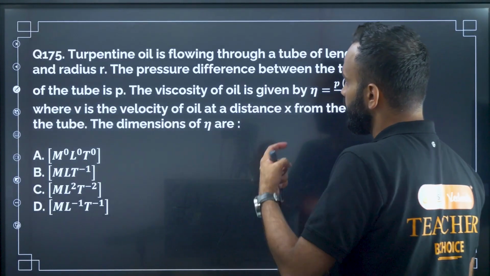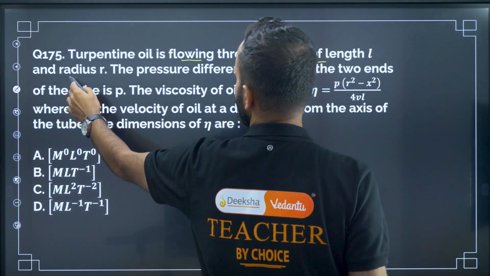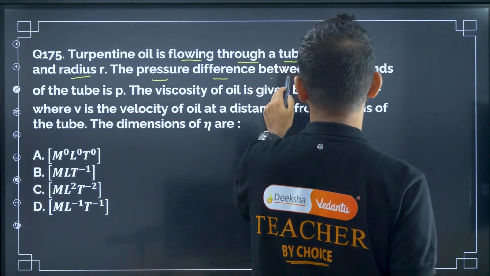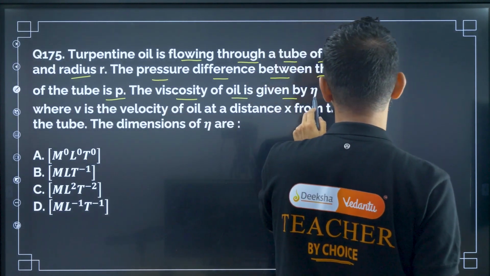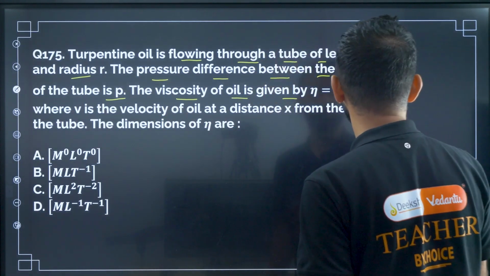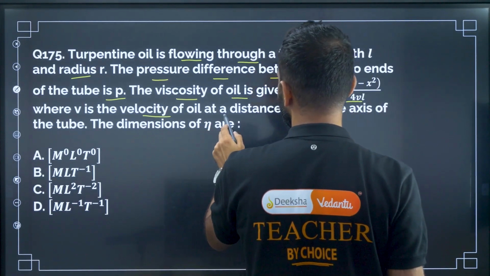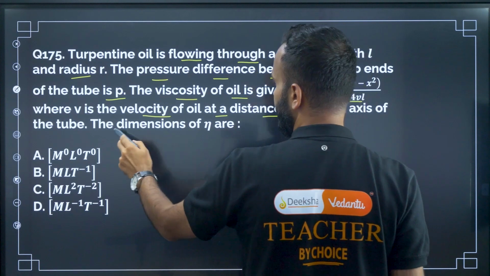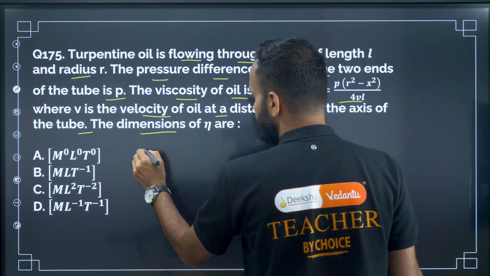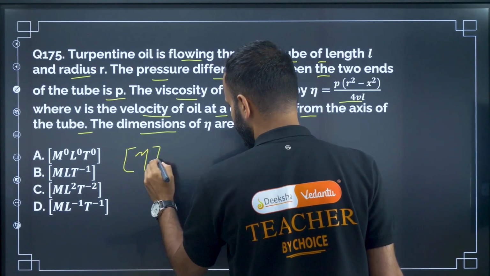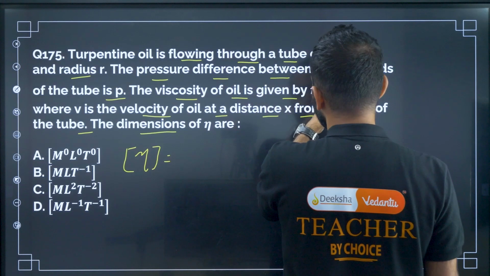175. Turpentine oil is flowing through a tube of length L and radius R. The pressure difference between the two ends of the tube is P. The viscosity of the oil is given by eta is equal to P into R square minus X square divided by 4VL, where V is the velocity of the oil at a distance x from the axis of the tube. The dimensions of eta are. Okay, so we need to find the dimension formula of eta. That is coefficient of viscosity, which is equal to P, that is pressure.